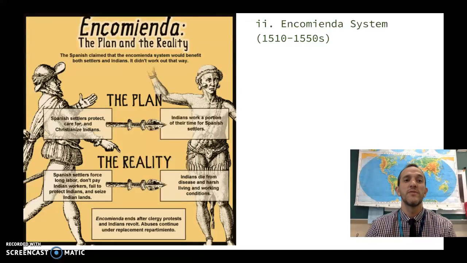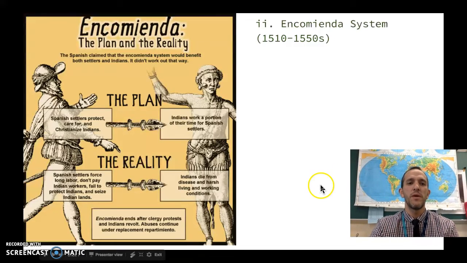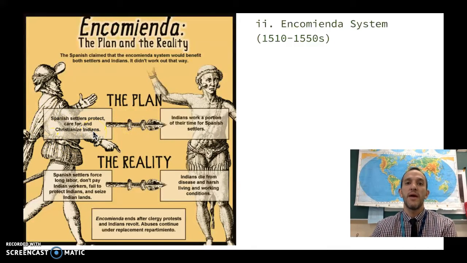This is a short-lived forced labor system, but the plan was for the Spanish to care for and Christianize the Indians, to force them to convert. And really what the Spanish colonizers end up doing is they just force the natives to work on their land. And these natives are going to die from disease and harsh treatment, and they are eventually going to protest to the Spanish government that this system's unfair. And the Spanish actually get rid of this system after 40 years. But the forced labor is they're forced to work on the land for the Spanish.